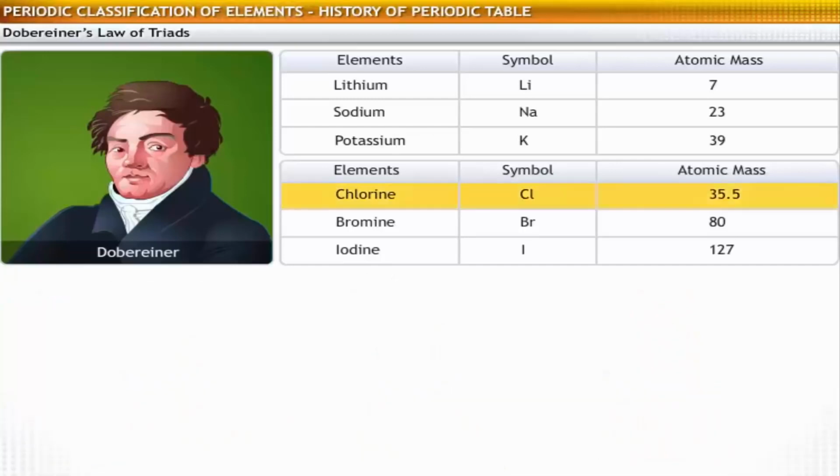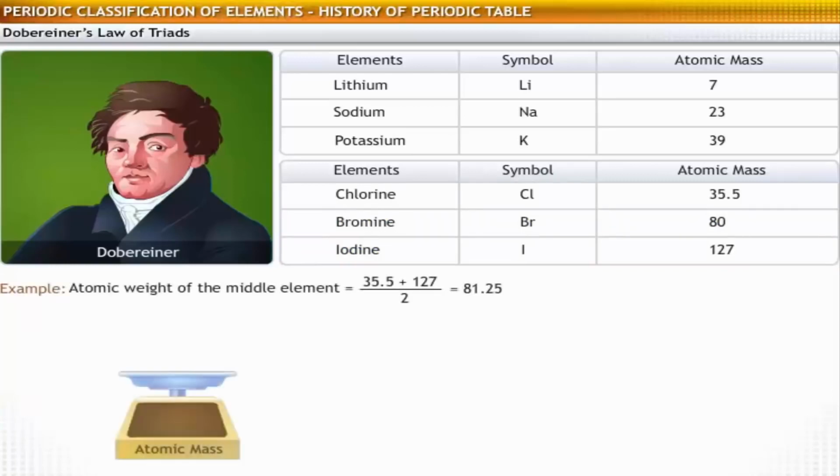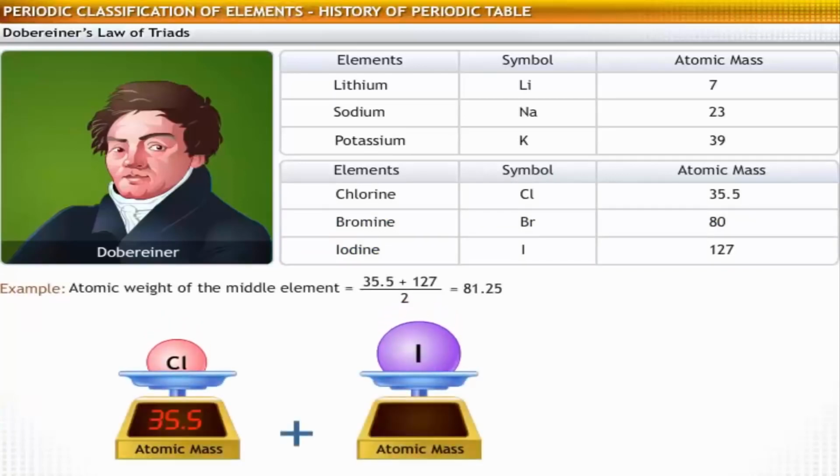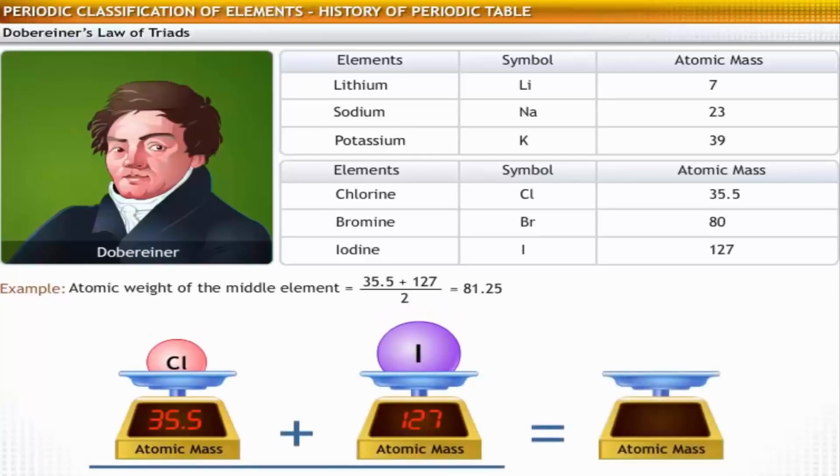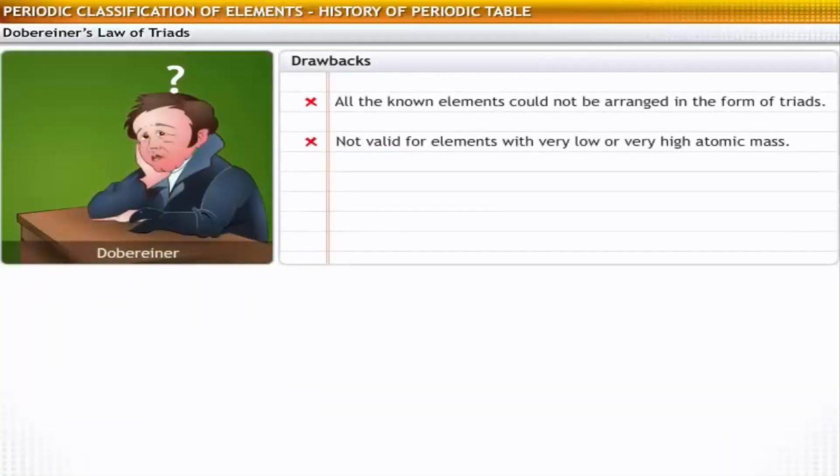Similarly, in the triad of chlorine, bromine, and iodine, the arithmetic mean of the atomic masses of chlorine and iodine is approximately equal to the atomic mass of bromine. While this law worked for some elements, it was not a success because all the known elements could not be arranged in the form of triads.